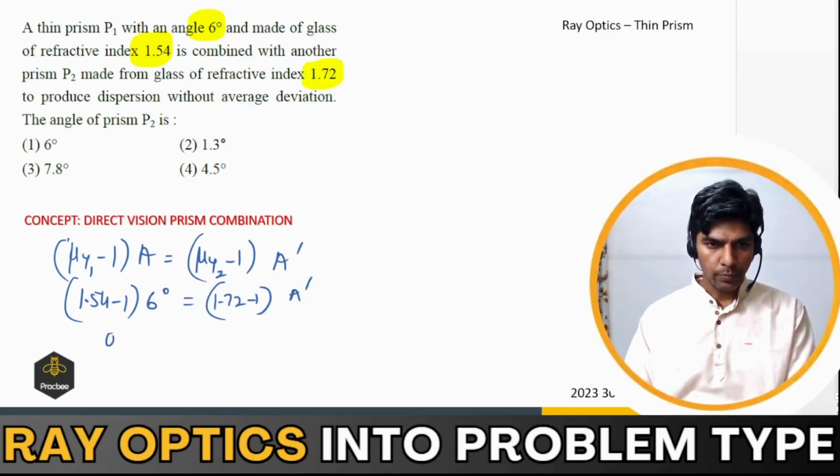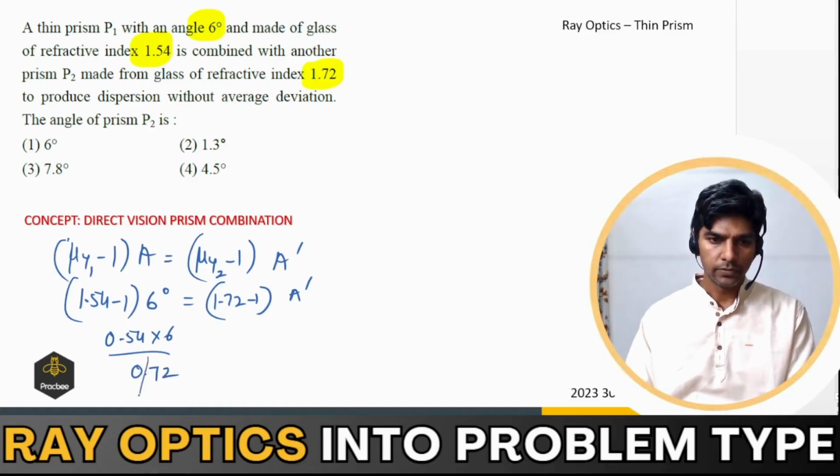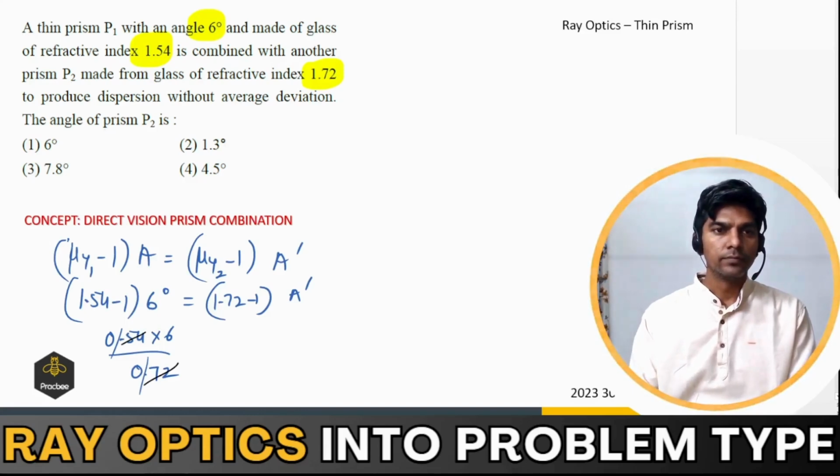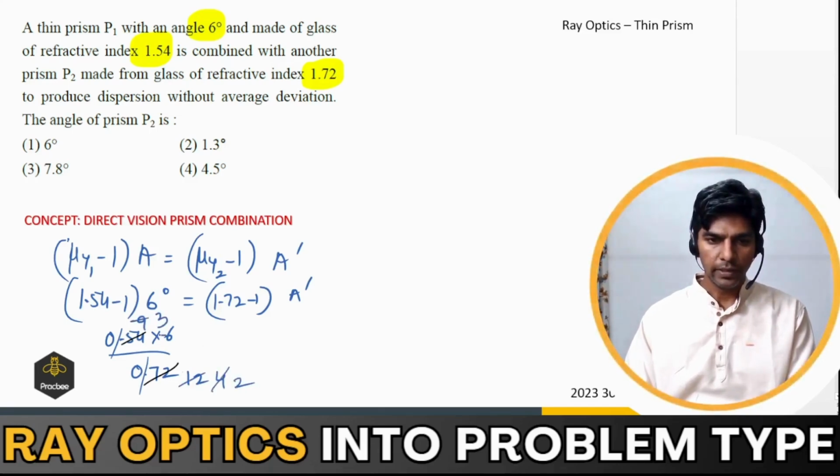So this comes out to be 0.54 times 6 divided by 0.72. So we can remove the decimal. So this comes out to be 12 and this comes out to be 9. So this will be 4 and this will be 3, 2 and this will be 3. So it will be 4.5. So option 4 is the right answer.